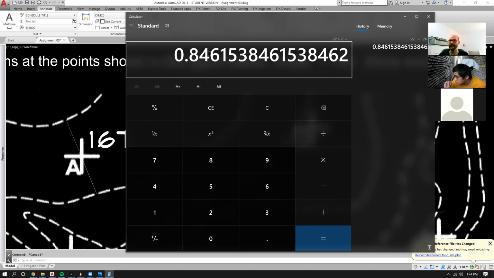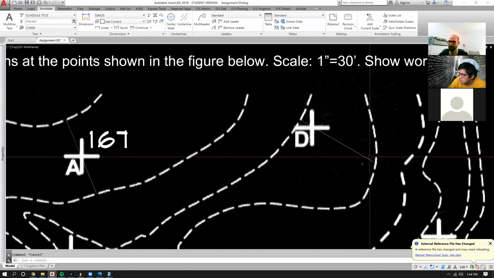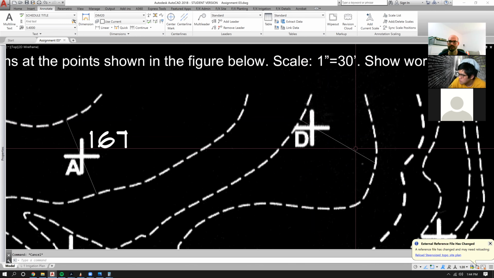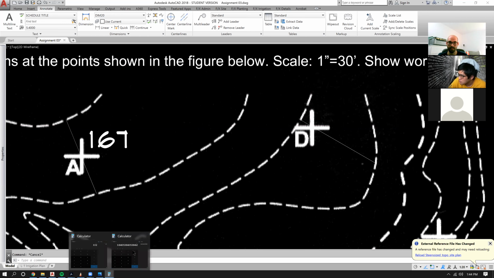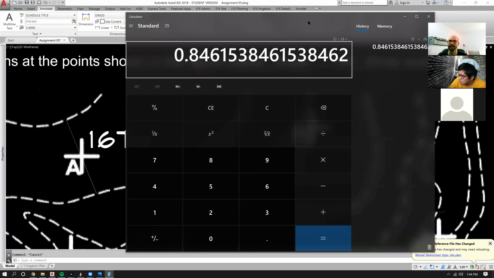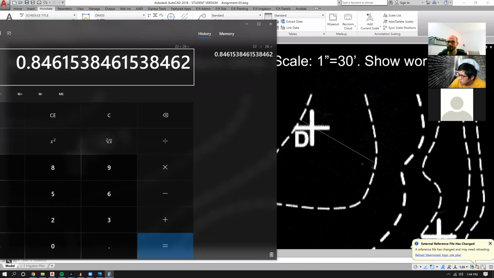So this is 84% of the way across that contour, is basically what we're saying. That's what we're trying to figure out. That's a better way of explaining it, actually. That's the reason why we drew those lines and measured them: we were trying to figure out the percentage of how far this point is away from the lower contour.